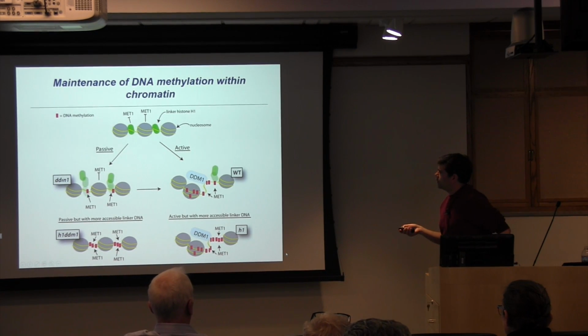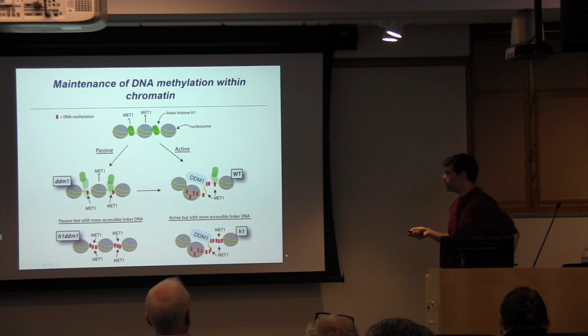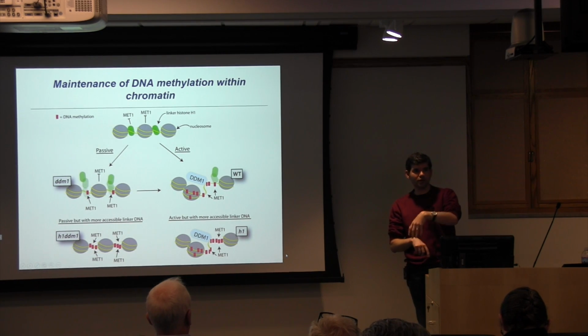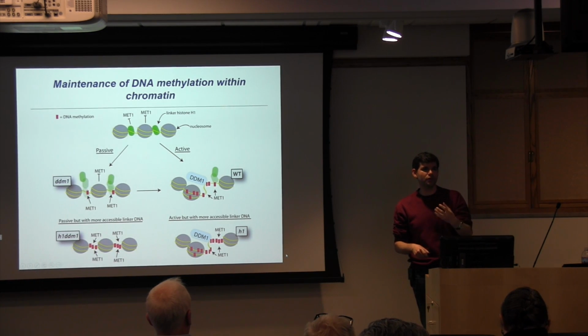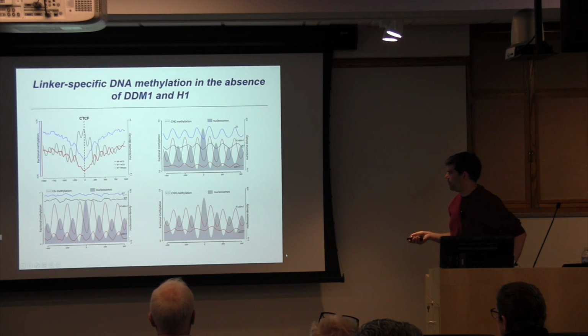When you don't have DDM1, then there isn't a remodeler to allow the methyltransferases to access the DNA, but H1 is not as stable as the nucleosomes. It's known that H1 comes on and off. It's a relatively stable protein in its association with DNA, but not nearly as stable as nucleosomes. And so this dynamic binding and unbinding of H1 allows some access to DNA methyltransferases in DDM1 mutants. And so this, we think, is why you see some methylation in the linkers of DDM1 mutants, but not in the cores.